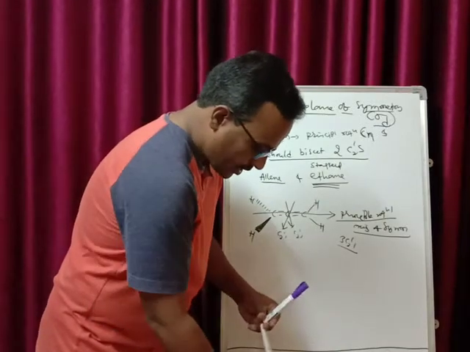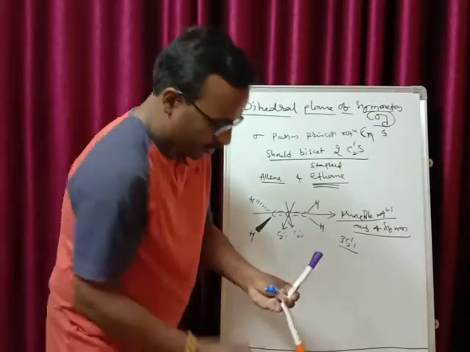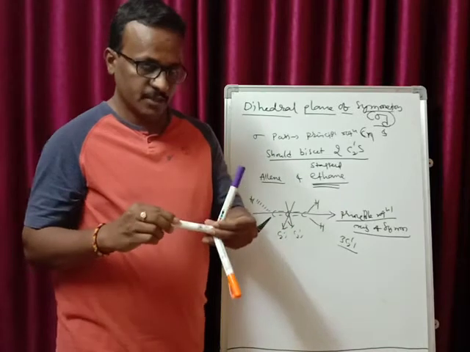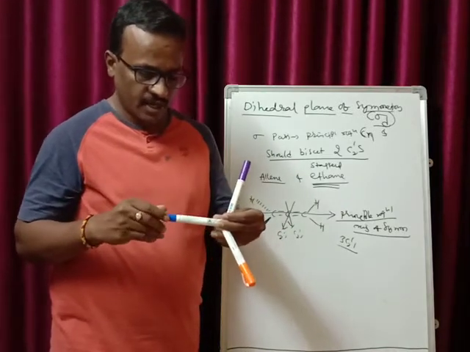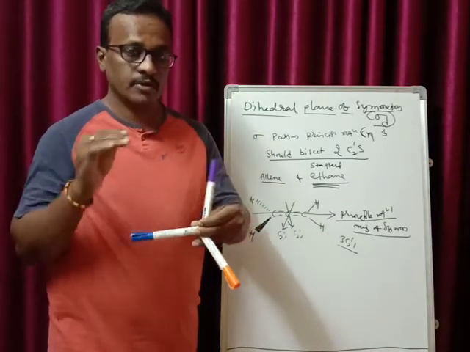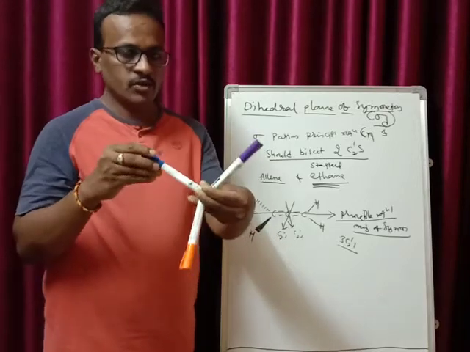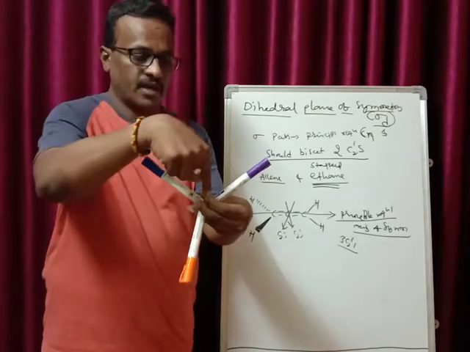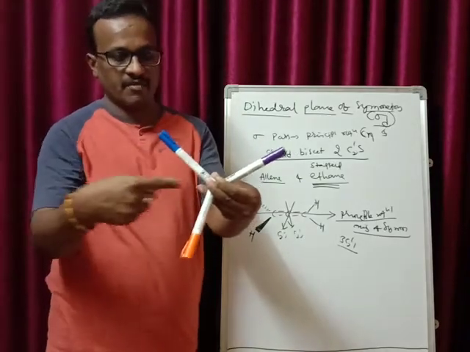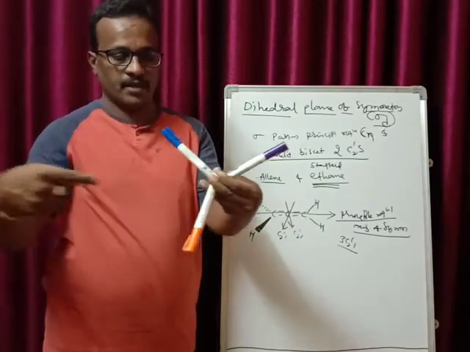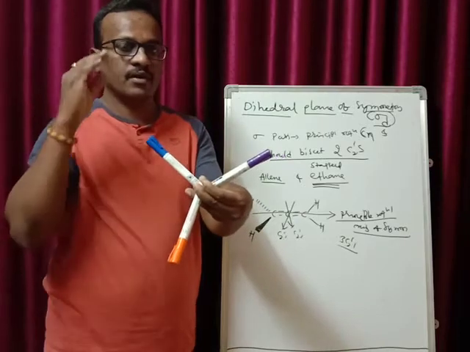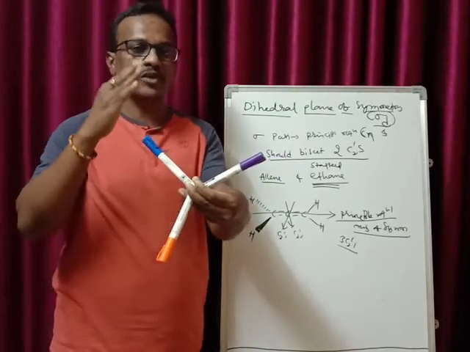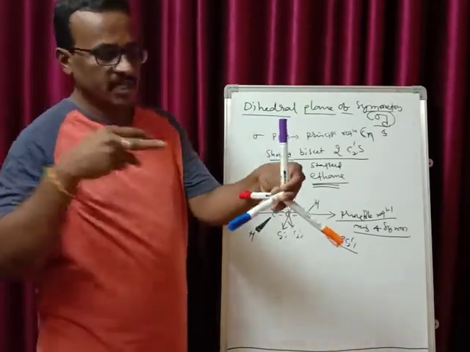The condition is that, in the case of a dihedral plane of symmetry, it should pass through the principal rotational axis of symmetry and also bisect 2 C2s. As I told you, there are 2 C2s in this. One C2 is in between here, and the other C2 is somewhere in between here. Right?